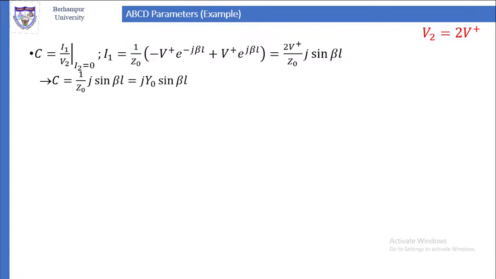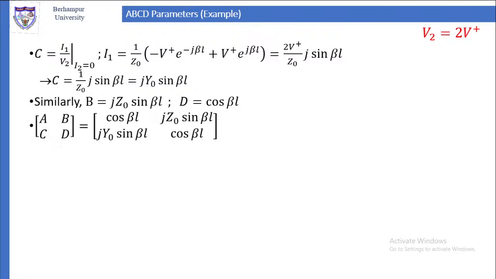And V1 is equal to 2V plus. So from that, I1 by 2V plus is equal to I1 by V2, that is equal to 1 by Z0 j sin βL, or you can say 1 by Z0 is equal to Y0, so C is equal to j Y0 sin βL. Now similarly, B is equal to j Z0 sin βL, D is equal to cos βL.